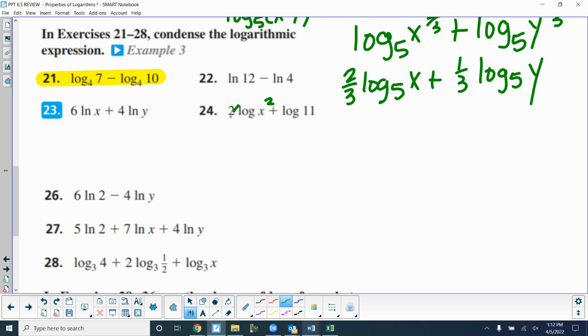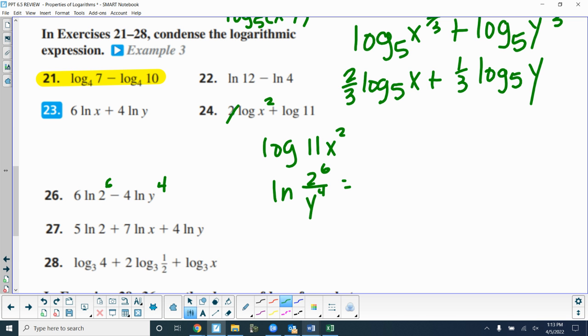We put it up here, don't we? And addition becomes multiplication. So it's log of, I would usually put the number in front, but if you put x squared times 11 instead of 11x squared, that's okay. All right. 26, I got to put this as a 6 here and a 4 here, minus makes it natural log of 2 to the 6th over y to the 4th.